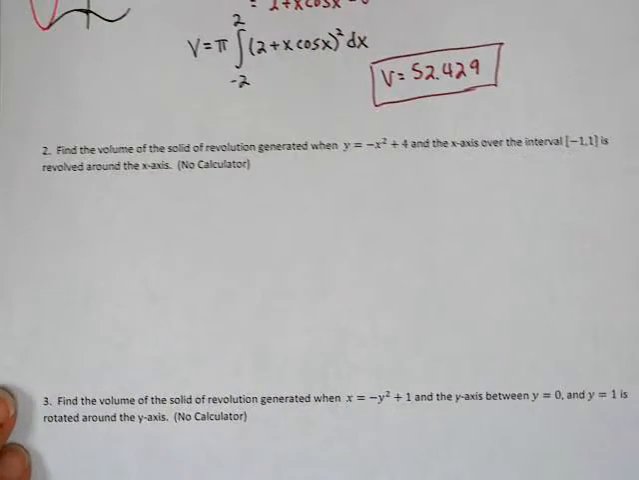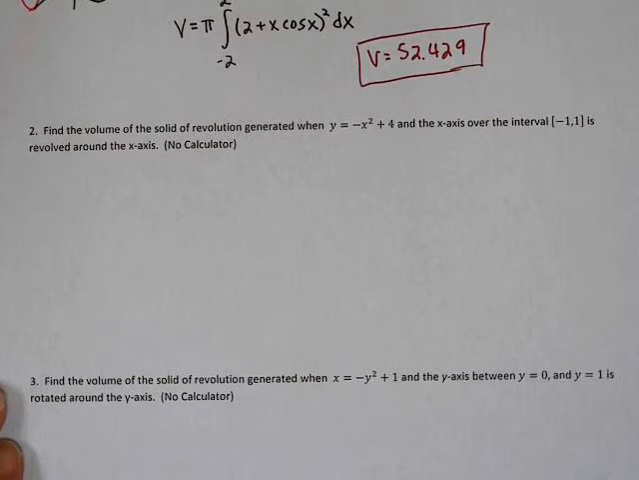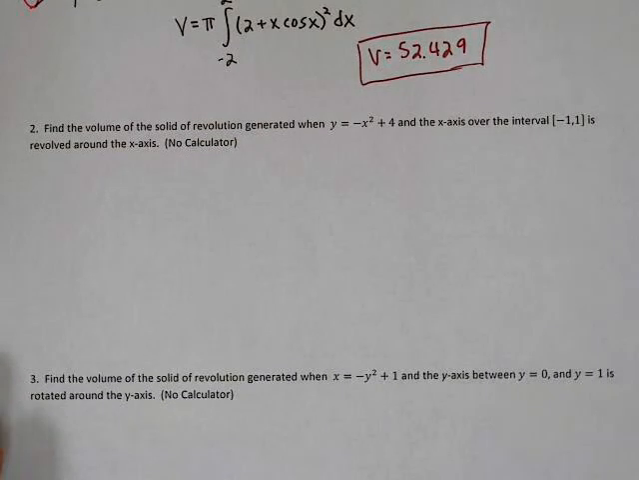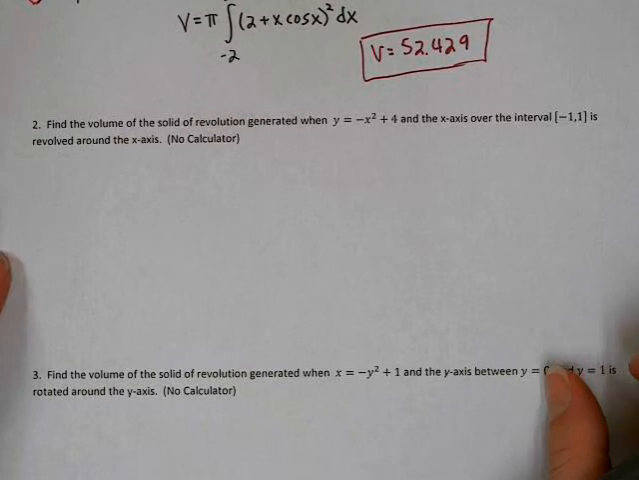Okay, so there's one example. We're going to do two more. So find the volume of the solid of revolution generated when y equals -x squared plus 4 and the x-axis over the interval -1 to 1 is revolved around the x-axis. So again, excuse me, we need another, we need a good picture first, okay?